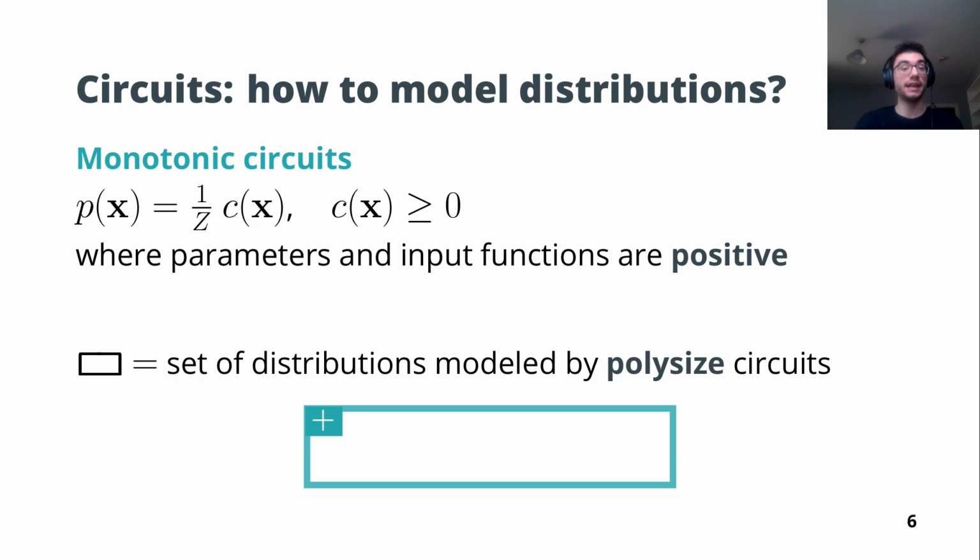Now, to illustrate expressiveness results, I will use Venn diagrams, where each rectangle is the set of distributions that can be modeled by circuits of polynomial size, polynomial with respect to the number of variables. For instance, this blue rectangle represents the sets of distributions modeled by polynomial-sized monotonic circuits. This is important because, as I said before, inference is polynomial in the circuit size.